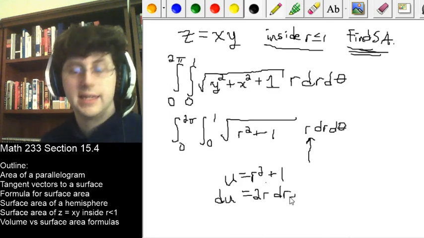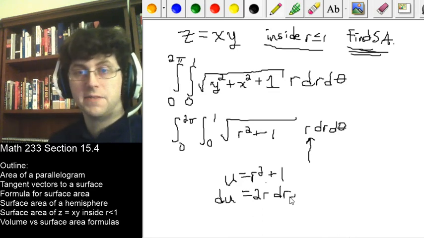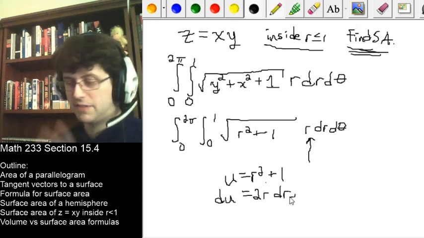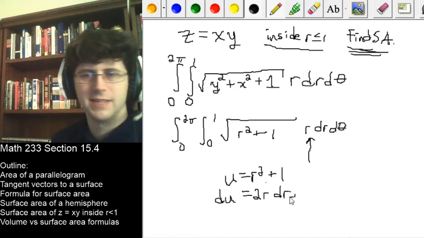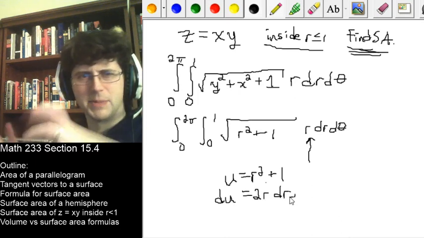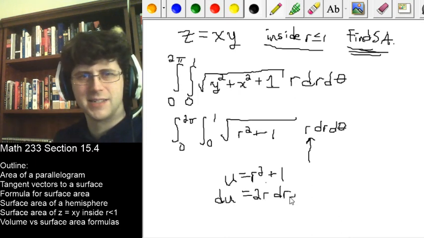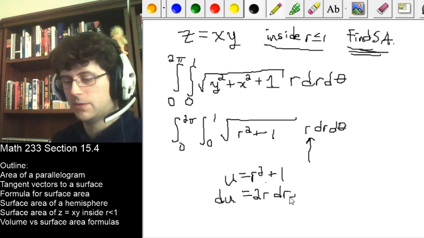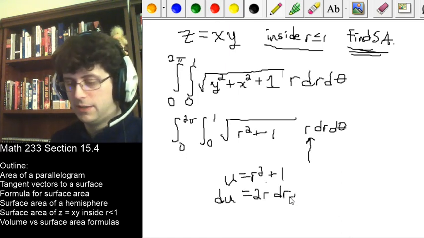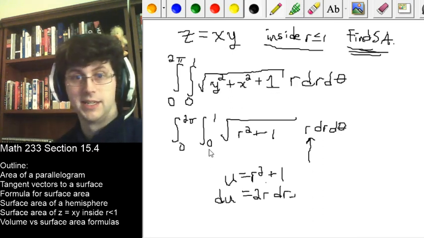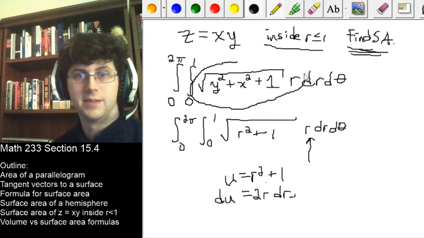So you should feel like no matter what the surface is, as long as it's solved for z, you can find the surface area of it. Once it's solved for z, you have this formula that just says, take that function, find its partial derivatives. You don't even have to think about a parallelogram and tangent vectors and stuff, because that's already done for you. It's all in the formula. So you get the surface in terms of z, you plug it into the surface area formula, that gives you the function on the inside.